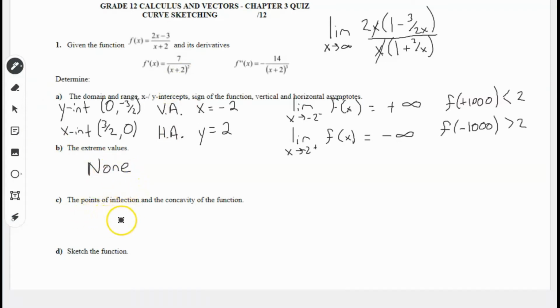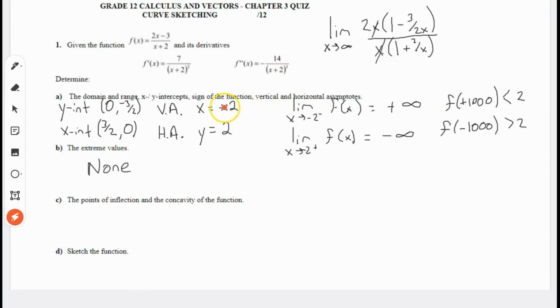Alright, what about points of inflection? Well, you can look at our second derivative to find any points of inflection. And you can see when we set that equal to 0, we can get an answer of -2. But that's where our vertical asymptote is.